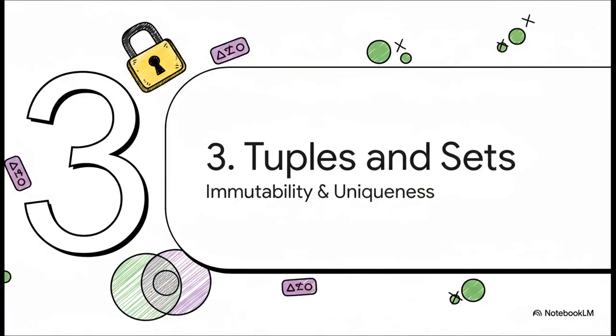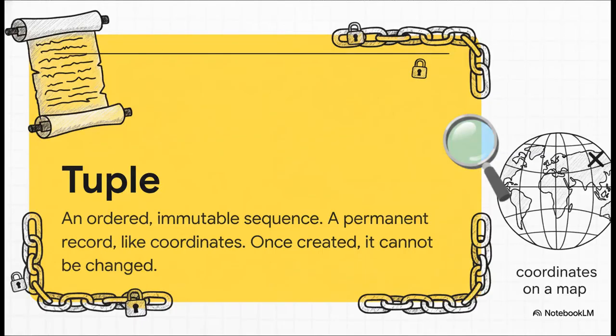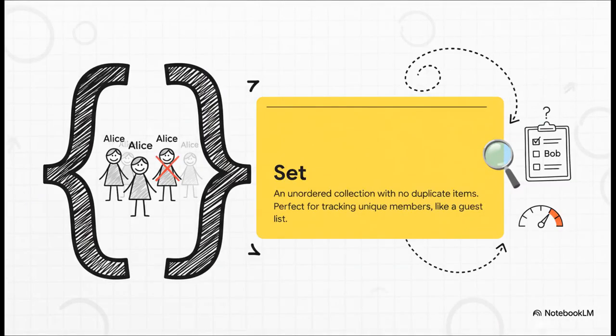So, what if you need data that shouldn't change? Or what if you only care about unique items and you want to get rid of all the duplicates? Well, this is where lists start to fall a little short, and two new tools get to come out and play. First, meet the tuple. At a glance, it looks just like a list, but it's immutable, which means it's unchangeable. Once you create it, it's basically set in stone. This is absolutely perfect for things that should never, ever be accidentally modified, like a specific point on a map defined by latitude and longitude. It's a permanent record.